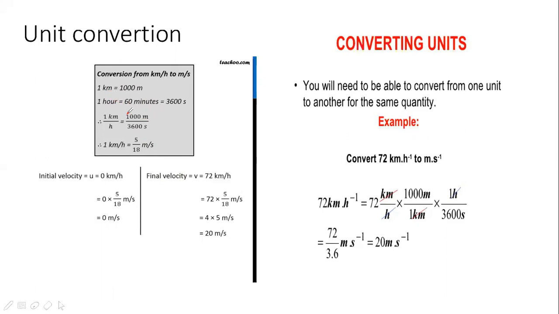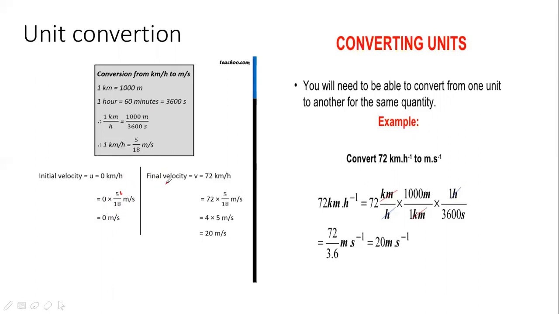1 kilometer per hour is equal to, in place of kilo you will write 1000 and in place of hour you will write 3600 seconds. So you will get 1 kilometer per hour is equal to 5 divided by 18 meter per second. If you convert 0 kilometer per hour into meter per second, you will multiply with this factor. You will get 0 meter per second.